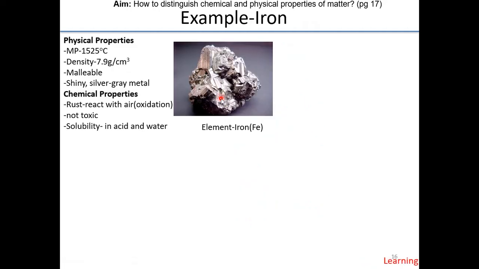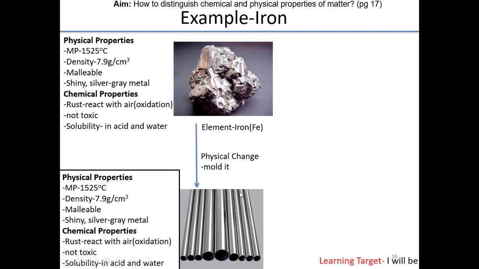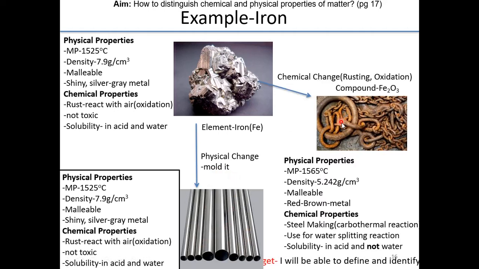So let's look at an example. Iron. So iron has a set amount of physical and chemical properties. When it undergoes a physical change, almost all the properties stay the same, maybe except for the shape, because you mold the iron. If it undergoes a chemical change, notice that all the properties change, both physical and chemical.